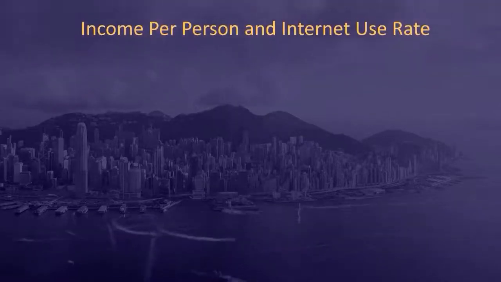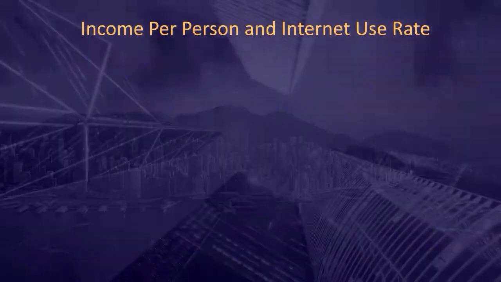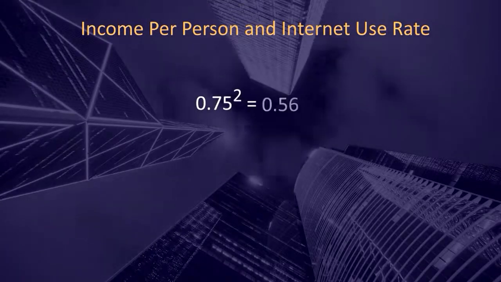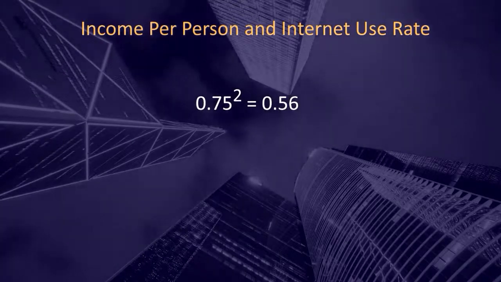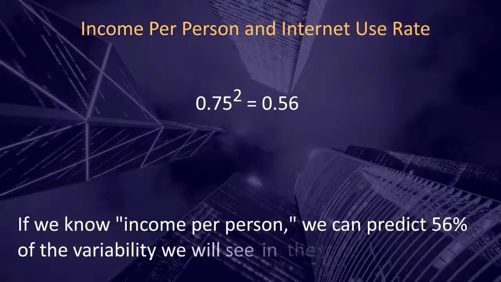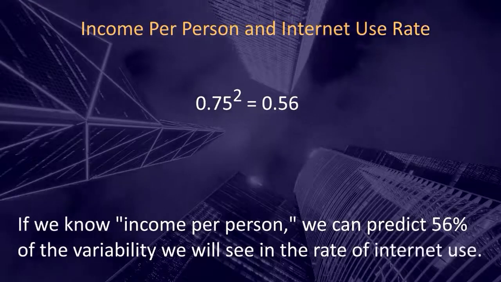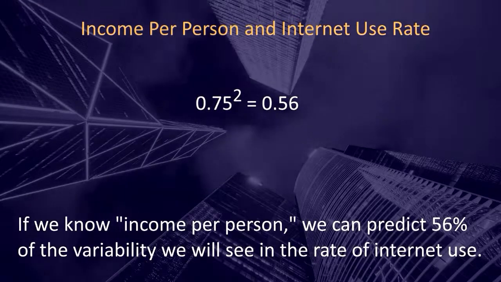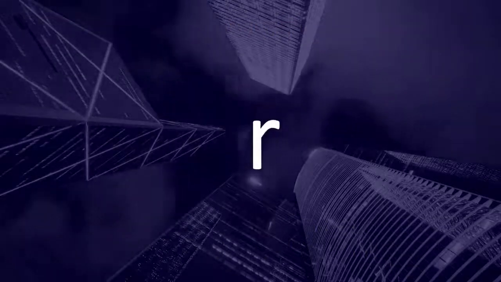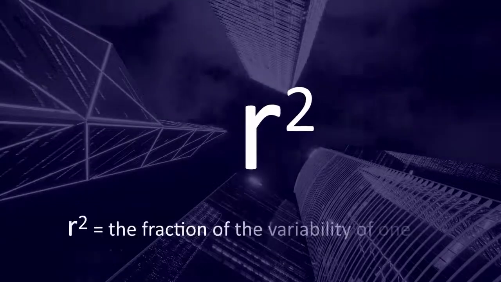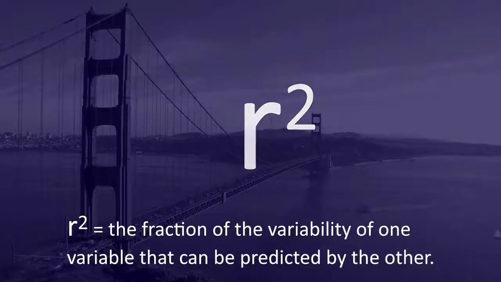If we square the correlation coefficient for income per person and internet use rate, we get a value of 0.56. This suggests if we know income per person, we can predict 56% of the variability we'll see in the rate of internet use. This is a little bit more impressive because we can predict over half the variability. Again, correlation coefficients are commonly denoted with a lowercase r, and they're squared to determine the amount of variability that can be predicted.